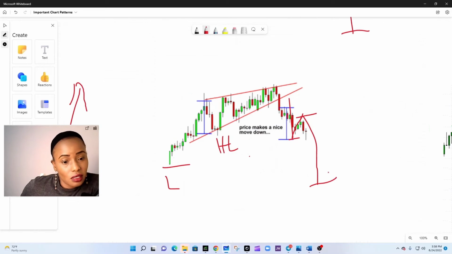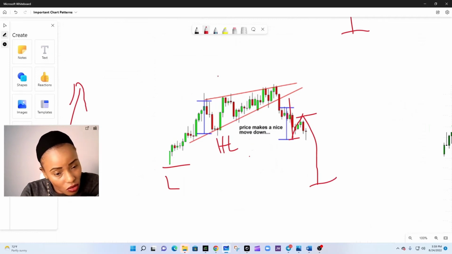So this is a rising wedge, and it gave us a reversal signal. Price was coming from a buying cycle, but then shifted to a selling cycle.